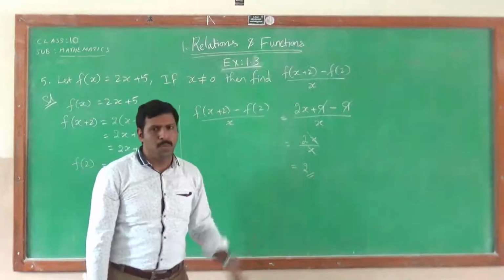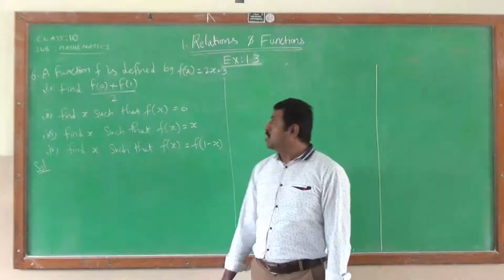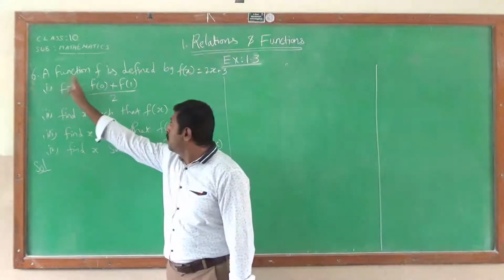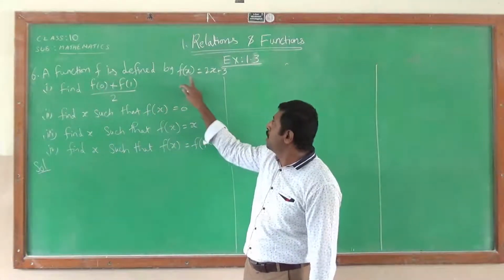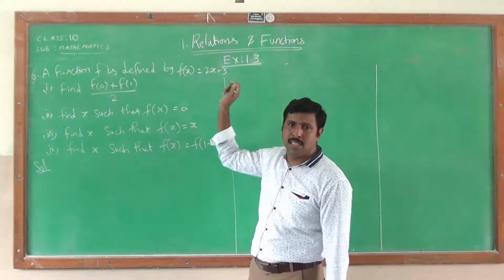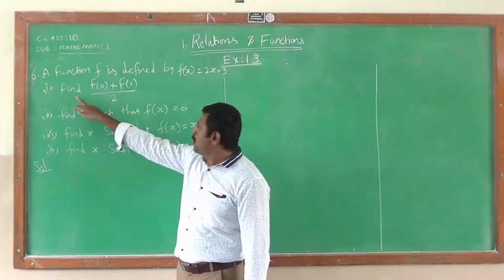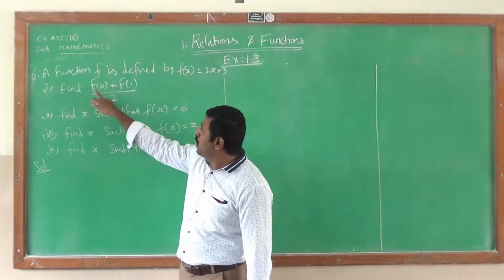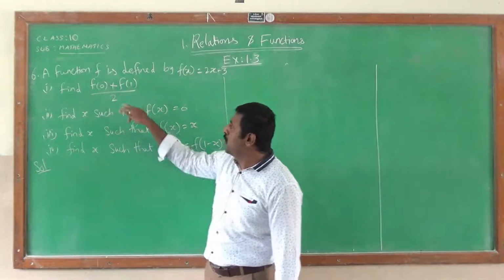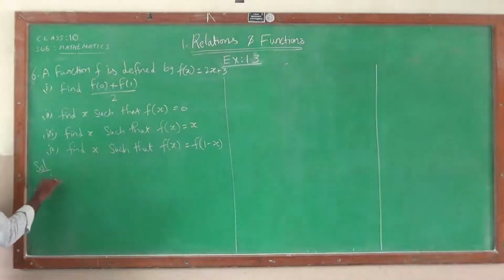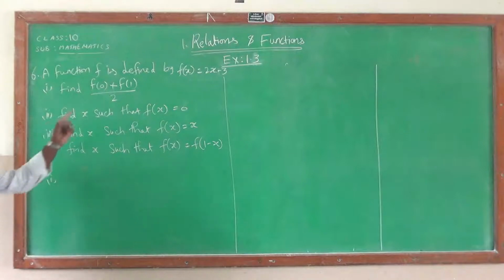is equal to 2. Hi students, today we are going to see exercise number 1.3, question number 6. A function f is defined by f of x is equal to 2x minus 3 is the given function. Now we want to find out the first Roman number: we want to find f of 0 plus f of 1 divided by 2. For this first Roman number, we want to find out the function of 0 and the function of 1.